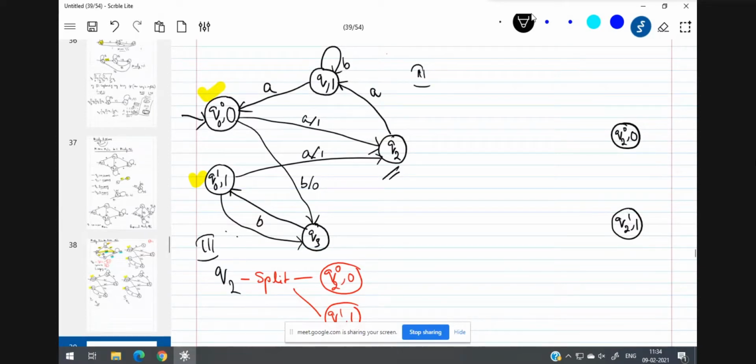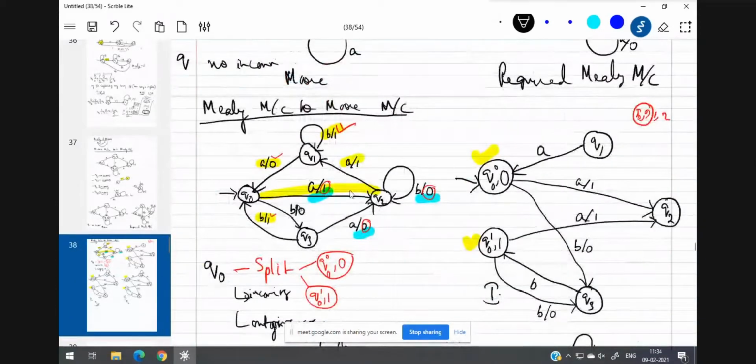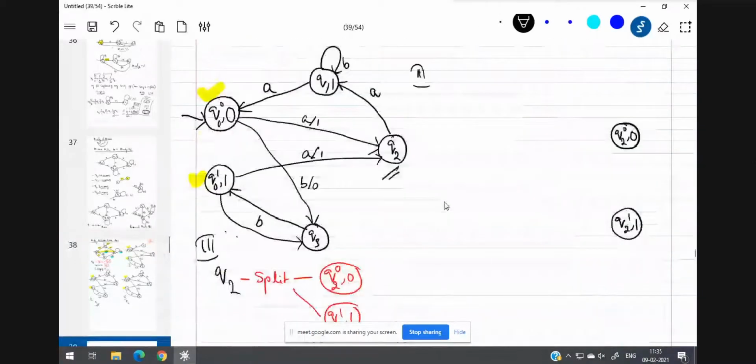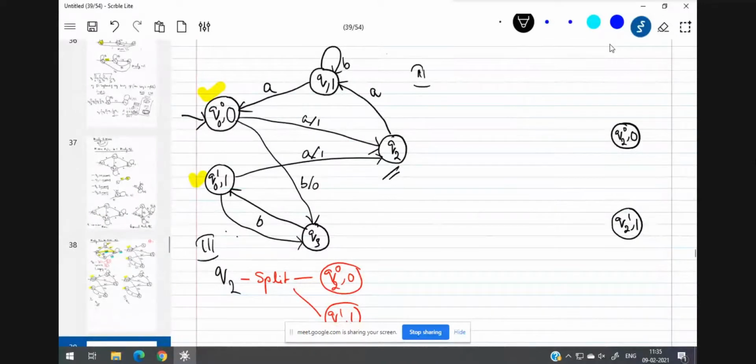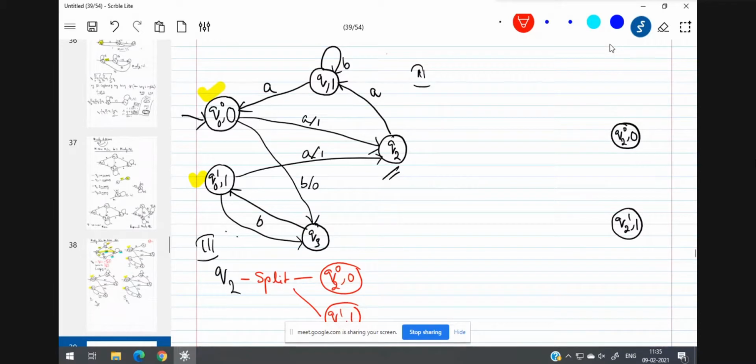So in here, how many incoming arcs? 1, 2, 3. 3 are there. So out of these 3, the one associated with 1 is the incoming from Q0 to Q2. Q0 to Q2 with A as the input symbol is associated with 1. Q0 to Q2. Wait a second.